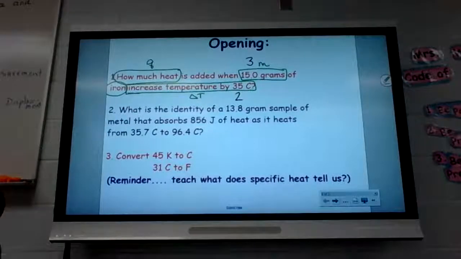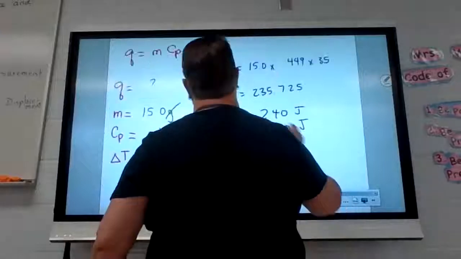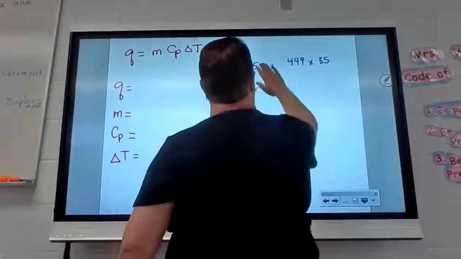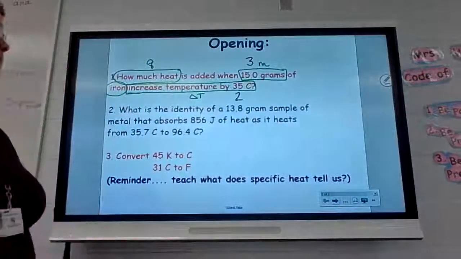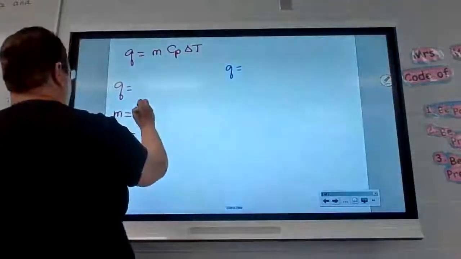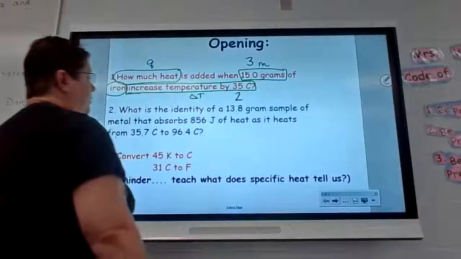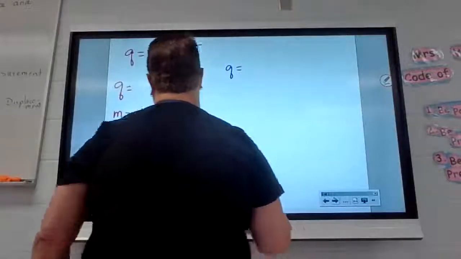So, what are we going to have to find the identity? Very good, Michaela. So we need the specific heat. So if I go back and I just take out this right here and this right here, we can just use the general format. So what do I know in number 2? Okay, so 13.8 grams goes here. All right, Q is 856 joules.